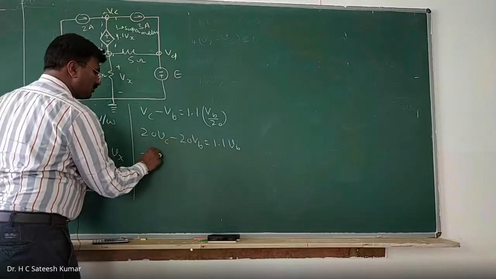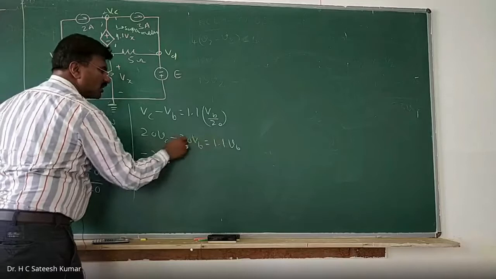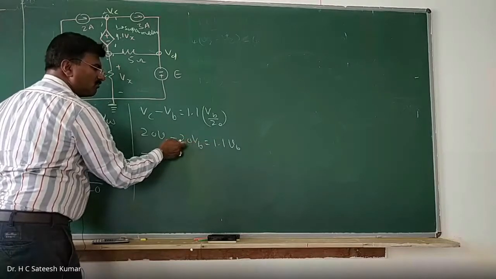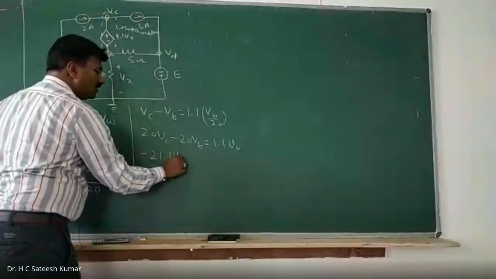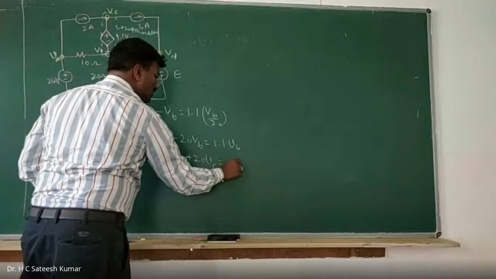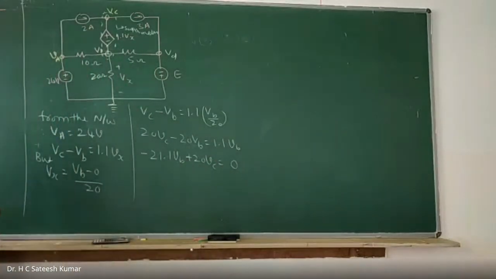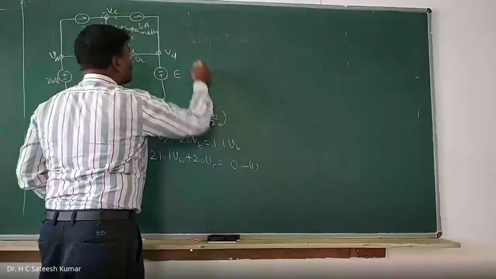If you transfer this one, minus 20 VB minus 1.1 VB, that is minus 21.1 VB plus 20 VC is equal to 0. Okay, right. Call this equation number 1.